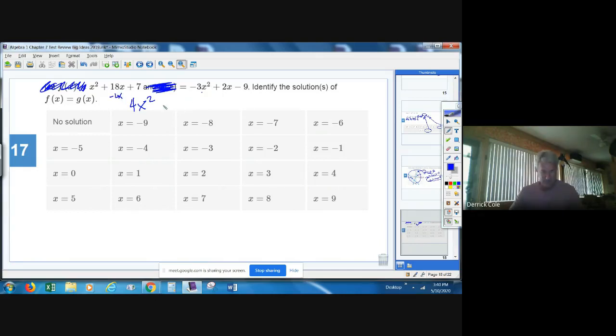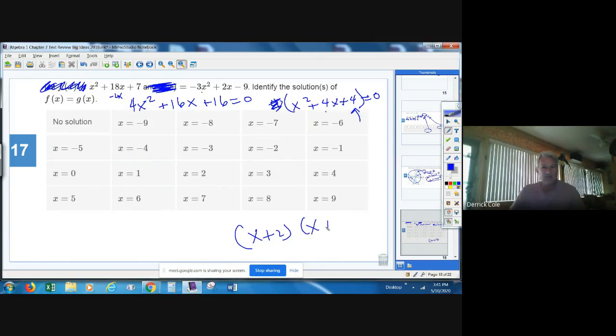18x minus 2x is 16x. I'm going to add 9 to both sides. 9 plus 7 is 16. Now I got this equal to 0. What's common between all 3 of them? A 4. When I take out a 4, that's what I get. The 4 can go away. I could care less because it's equal to 0, so I can divide by 4 and it's gone. Factors of 4 that give me 4: 2 and 2. So I get x plus 2 times x plus 2, or x plus 2 squared, equals 0. So x equals negative 2.